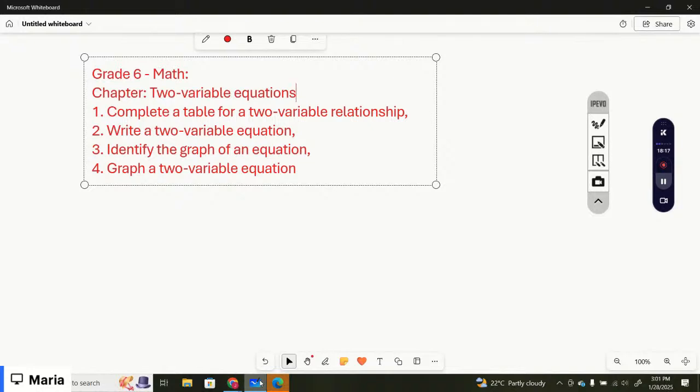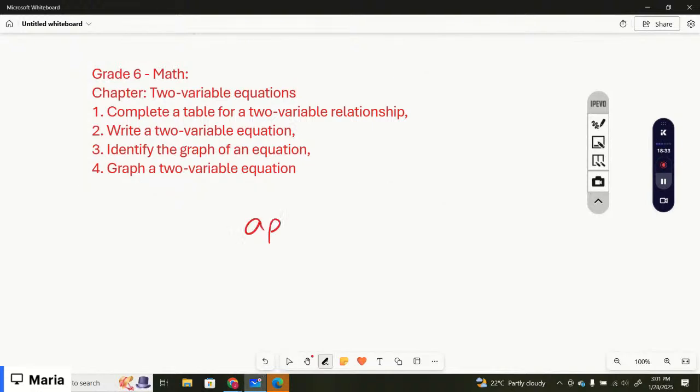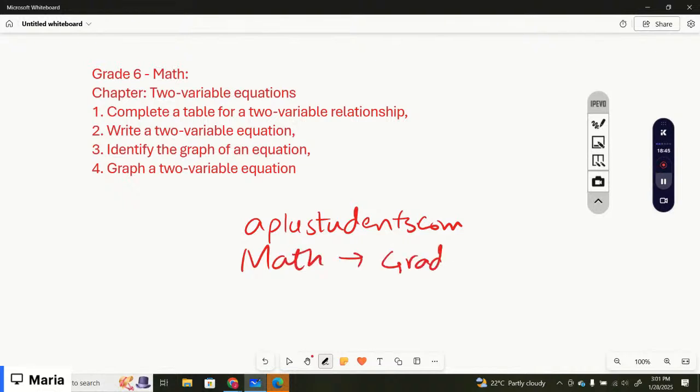We are here for grade 6 math. You can find all the lessons on aplusstudents.com. You have to log in there using your email address and password as provided by the administrator. Then you have to select math from the subject tab. Scroll down to grade 6 math and then click on view on lessons.